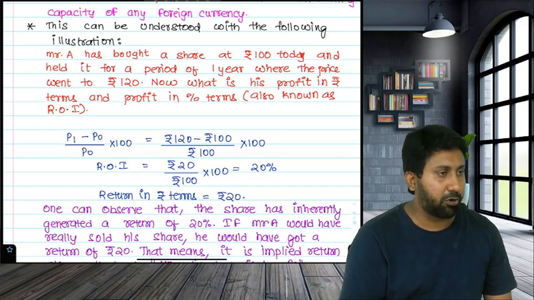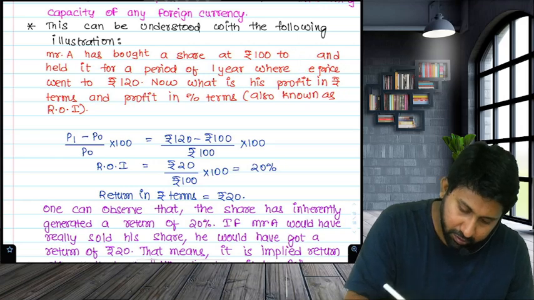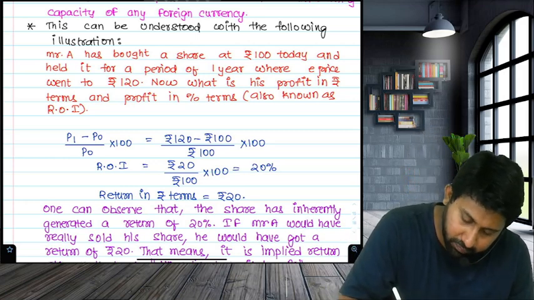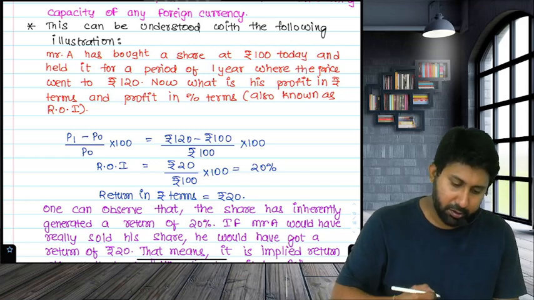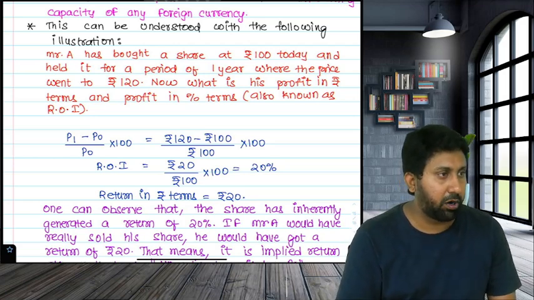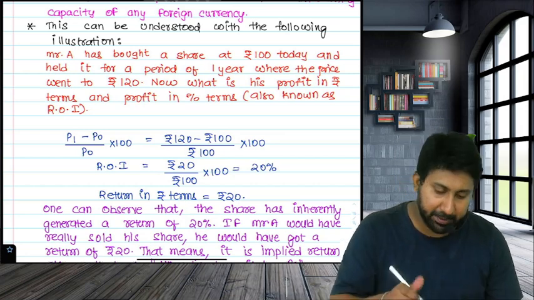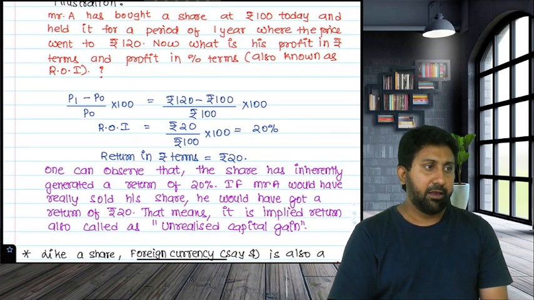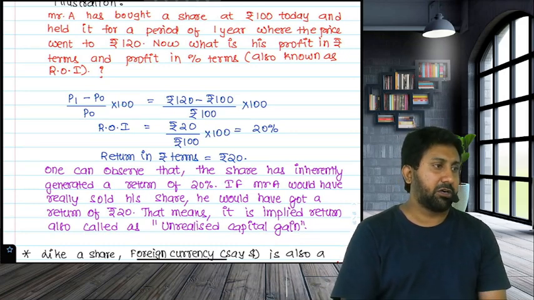Mr. A has bought a share at rupees 100 today and held it for a period of 1 year, where the price went to rupees 120. Now what is his profit in rupee terms and profit in percentage terms? This is the question. P1 minus P0 by P0 into 100: 120 minus 100 by 100, the investment. So percentage 20, and in rupee terms 20 rupees.